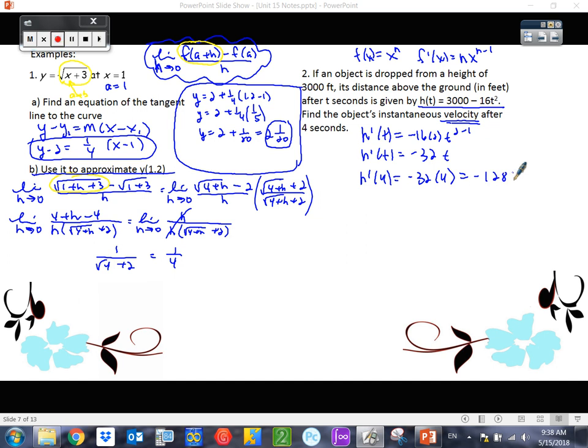Now this is in context. Like it or not, as a mathematician, I'm not extremely fond of units. I know your science teacher will be very upset with me, but they're there, and when they're there, we have to use them. We don't really have a choice. This is in feet and seconds. So there are 2 different ways we can write the answer to this.